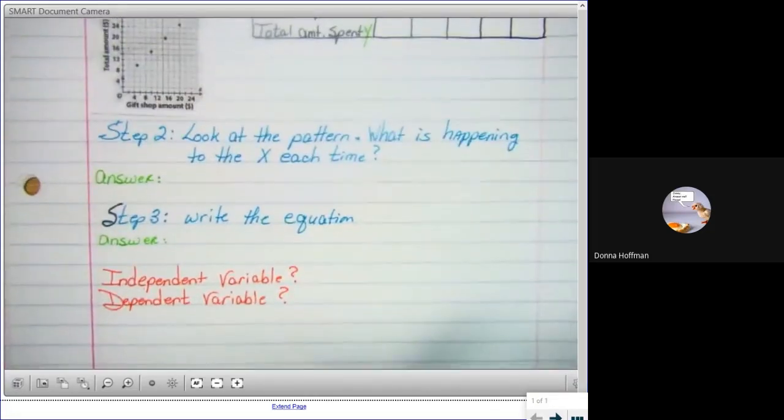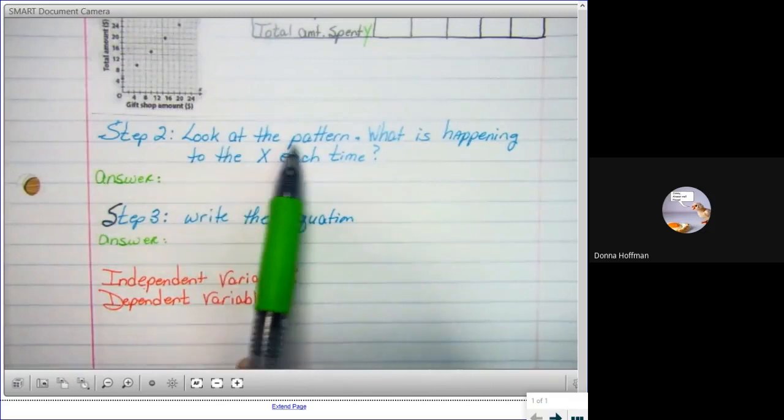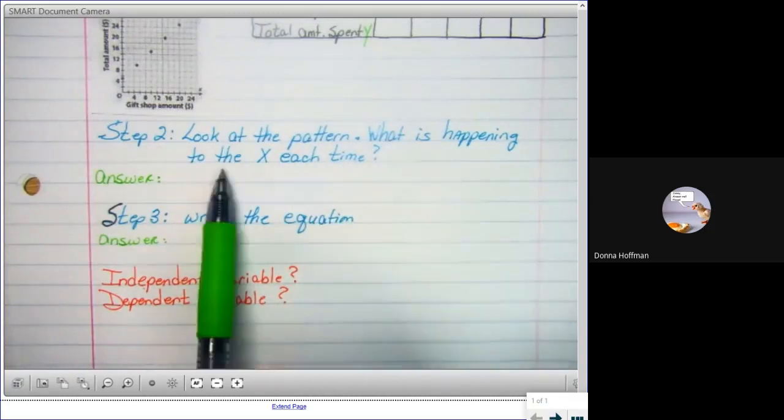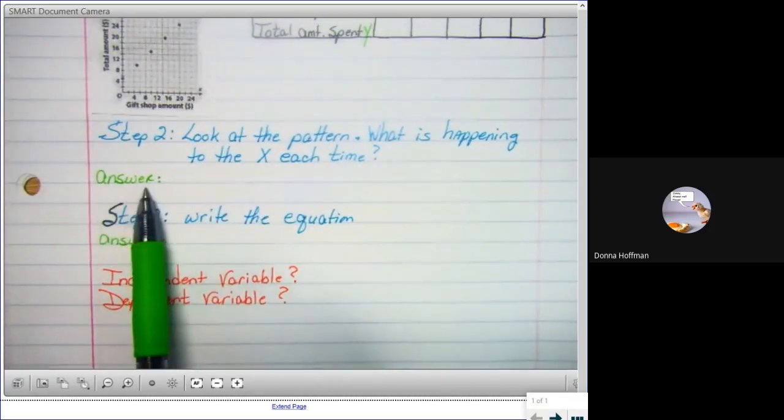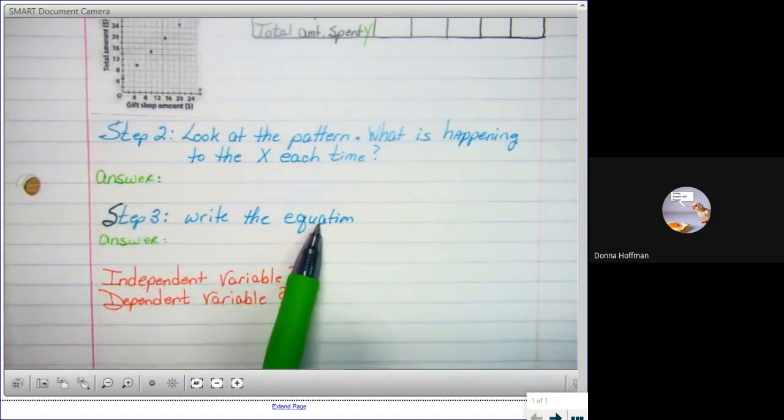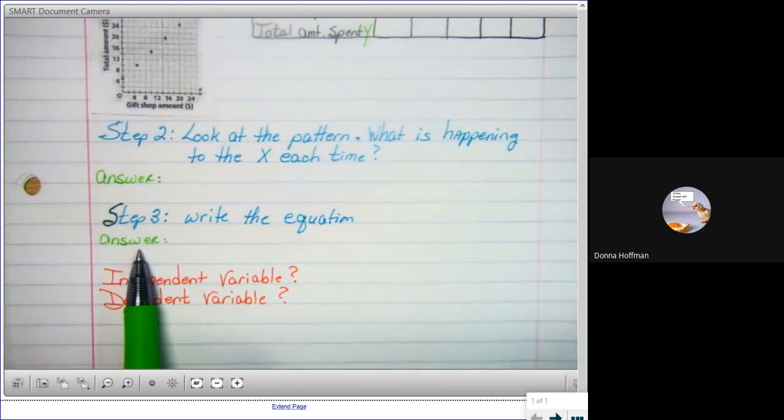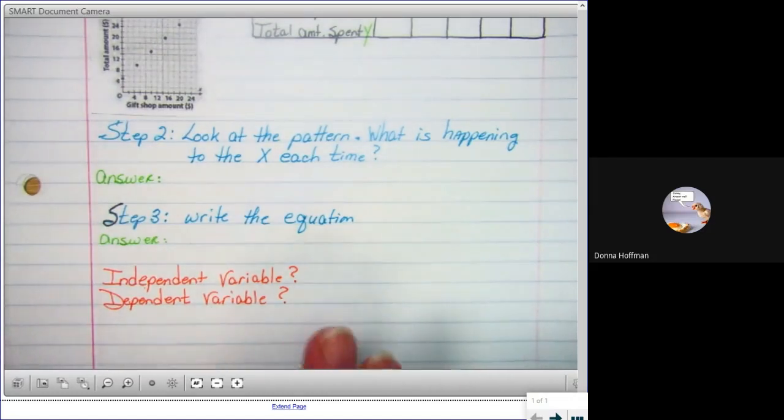Step 2, look at the pattern. You're going to ask yourself what is happening to the X each time, and write down an answer with a little colon. Step 3, you're going to write the equation that goes along with the graph and the table. Then write the word answer, and the label of your independent variable and the label of your dependent variable. Once you get all that written, your page is ready to go.